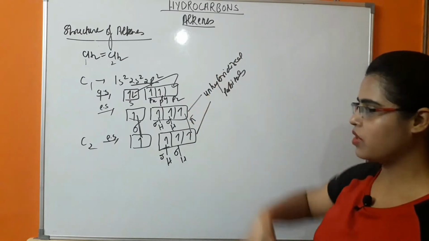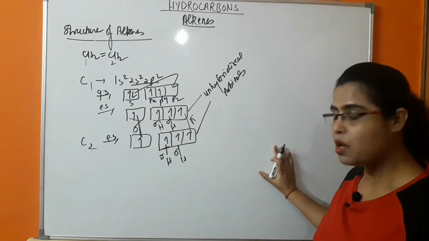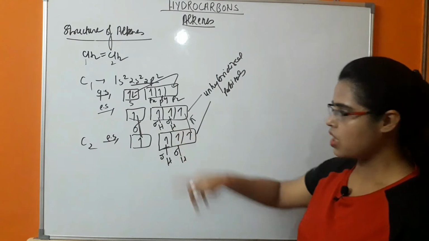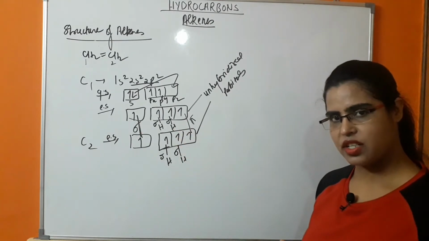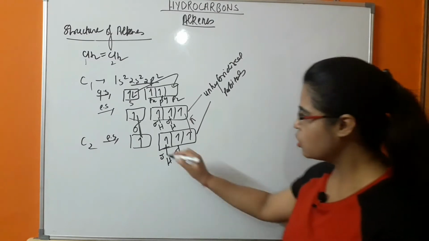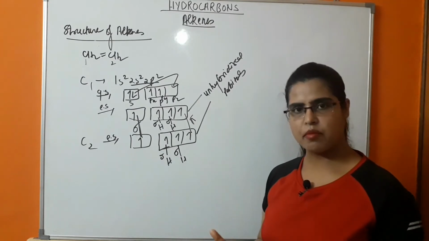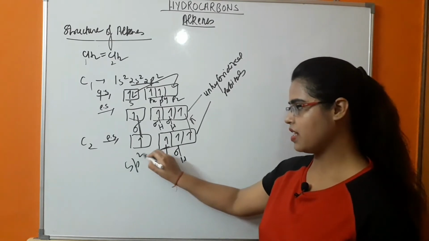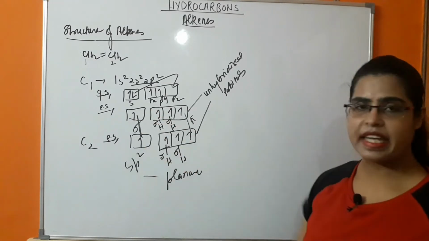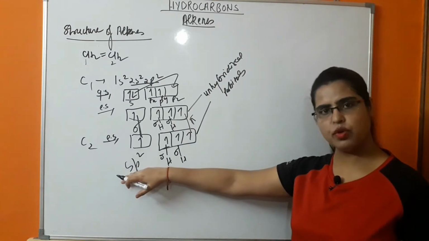So let's see how the hybridization is done in this case and how the structure is represented. Before that, what will be the hybridization of this molecule? Only sigma bonds are included in hybridization. Pi bonds are unhybridized, so they cannot be included. So what will be the hybridization? sp2. We have studied in chemical bonding that sp2 hybridization gives a planar structure. So alkenes have a planar structure because of sp2 hybridization.